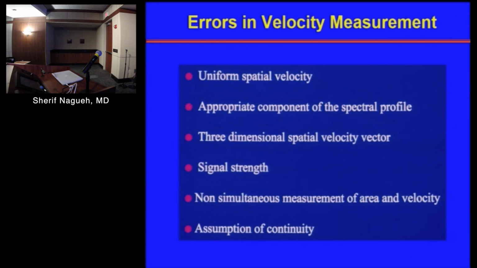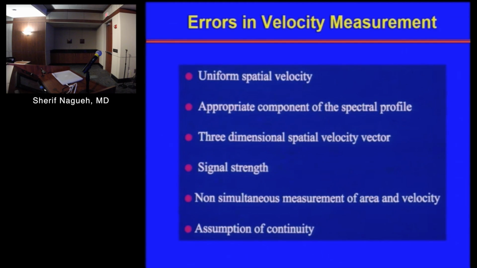We covered the first 2 points. We talked about the 3D. The signal strength is an important thing. Sometimes we get a weak signal strength. If the signal strength is weak, the true velocity may be, say, 80 centimeters per second, and what I am measuring, because this is what I see, is 50 centimeters per second.